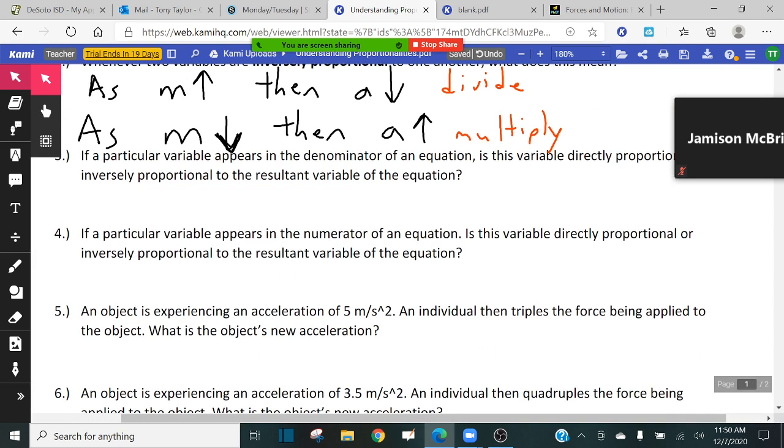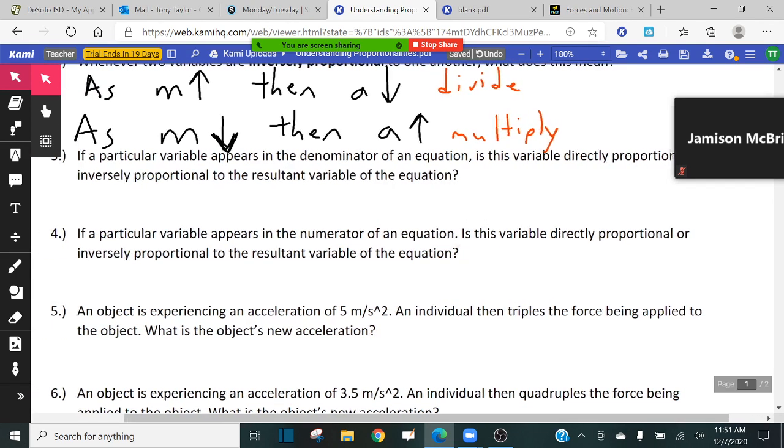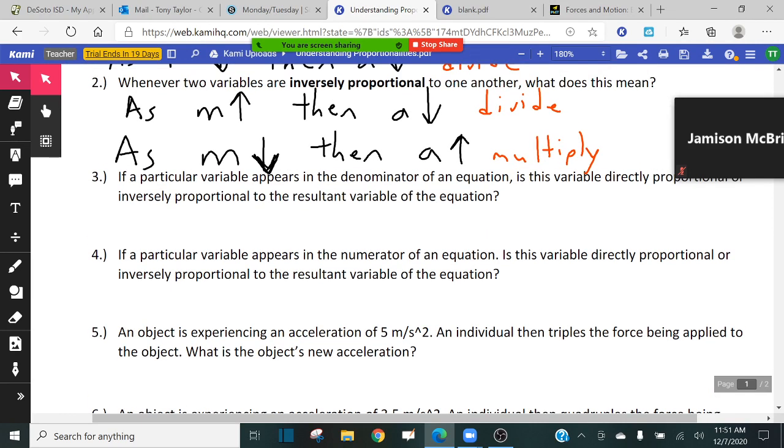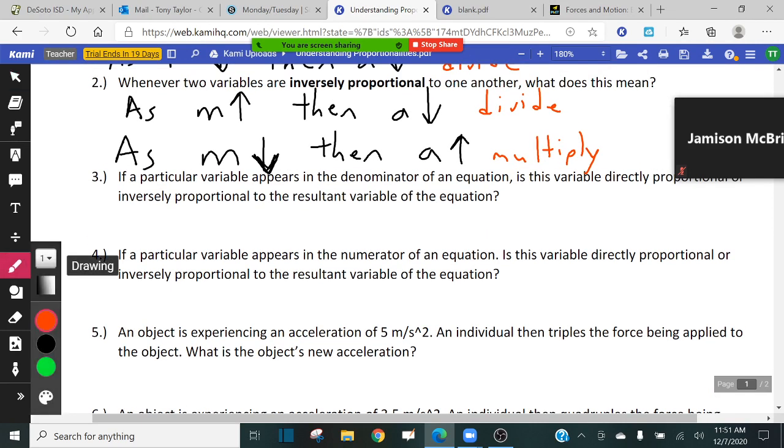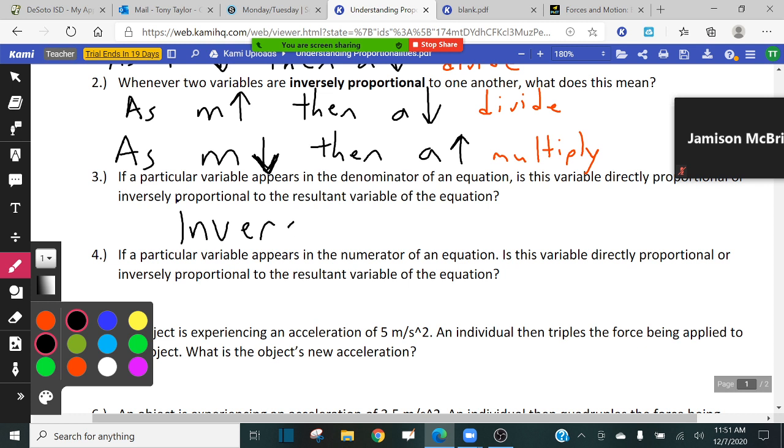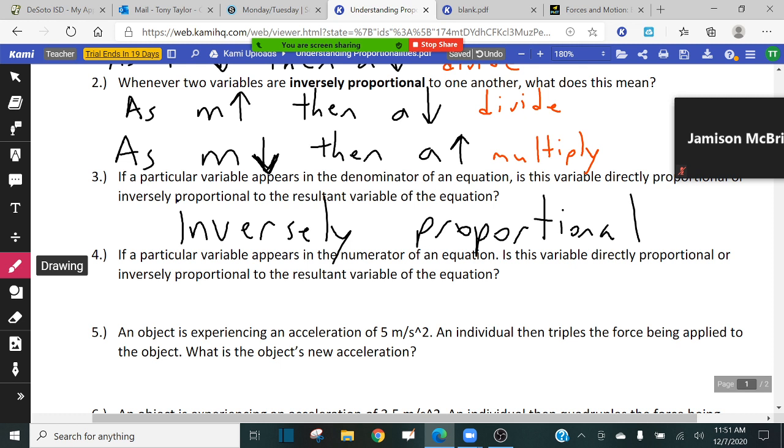So let's keep going. Number 3, if a particular variable appears in the denominator of an equation, is the variable directly proportional or inversely proportional to the resultant variable of the equation? What we just said is if it appears in the denominator, the answer to that is it is inversely proportional. So write that out for number 3. Again, guys, be sure you're writing along with me because whenever you guys upload this into Schoology, I'm going to make sure that you guys have written out the answer to all 20 problems.